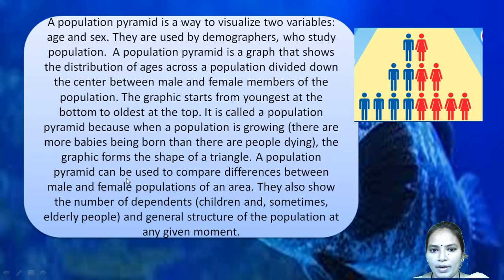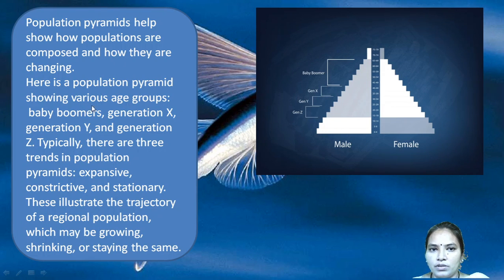A population pyramid can be used to compare differences between the male and female population of an area. So it can also be used for a particular area to mark the differences between the male and female population. They also show the number of dependents, that is children and sometimes elderly persons, and the general structure of the population at a given moment. So here we can see how the population pyramid helps. The population pyramid helps show how the population is composed and how it is changing.